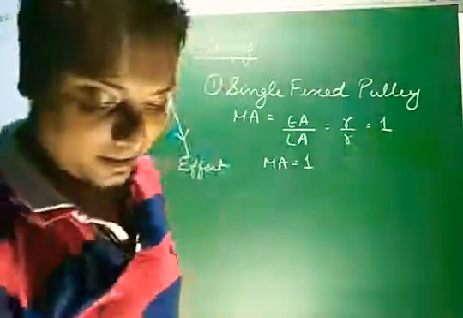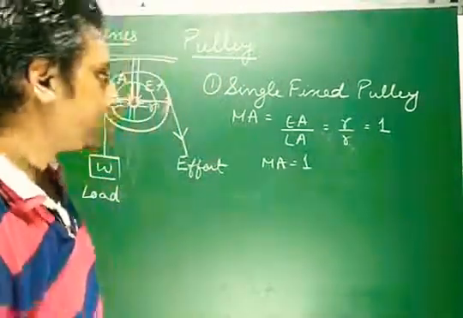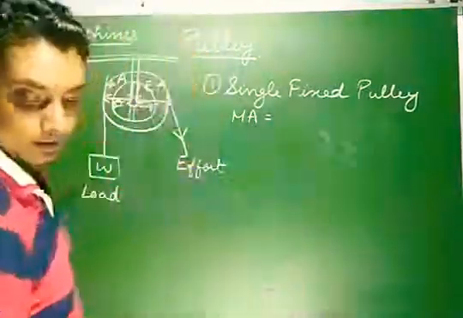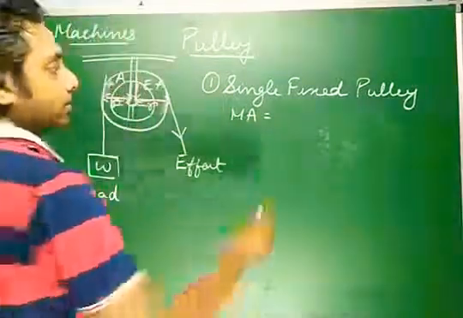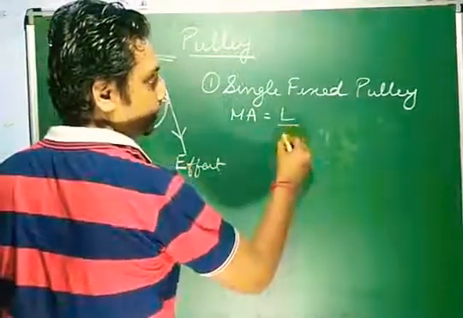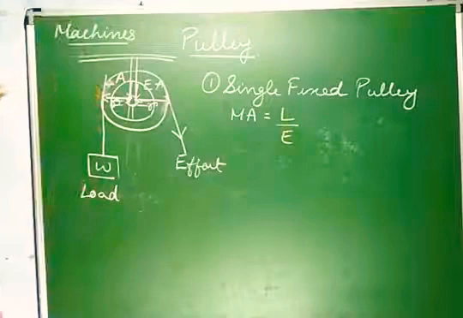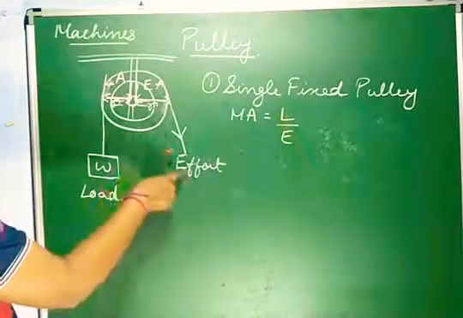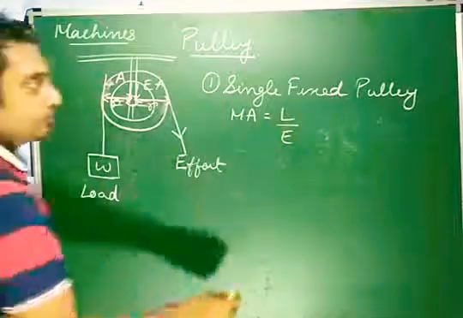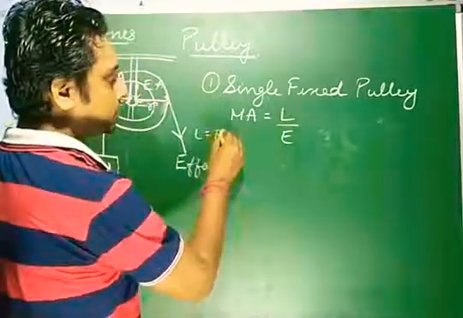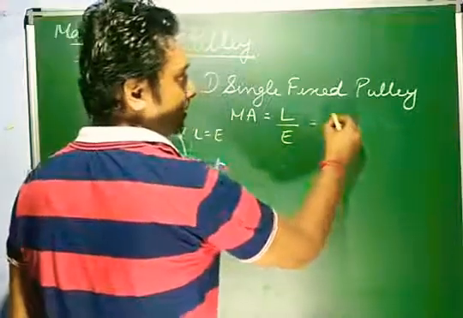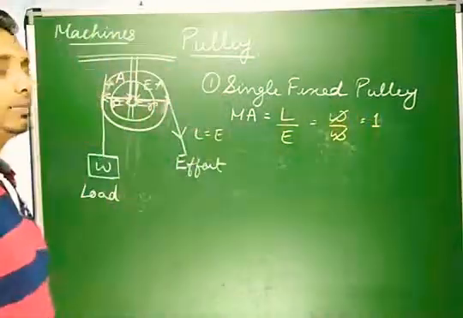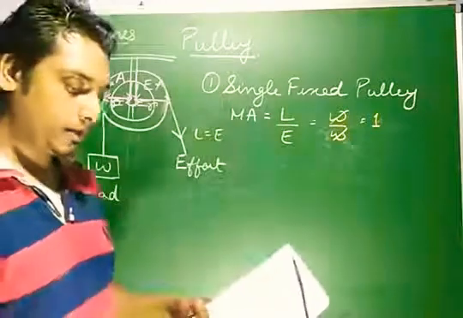Okay, that is one more way we can find out the mechanical advantage. Mechanical advantage is equal to load by effort. So how much load we put on this side, that much effort we have to apply. Therefore here load is equal to the effort, so both are the same. That means here also we can prove that mechanical advantage is 1.